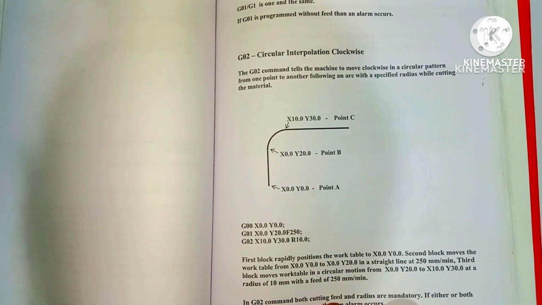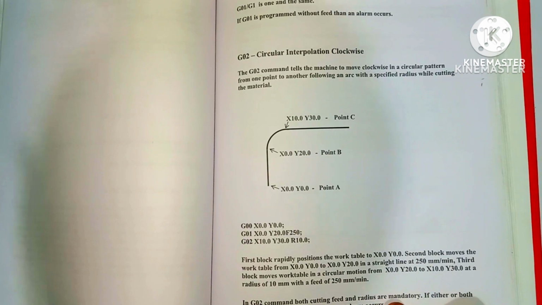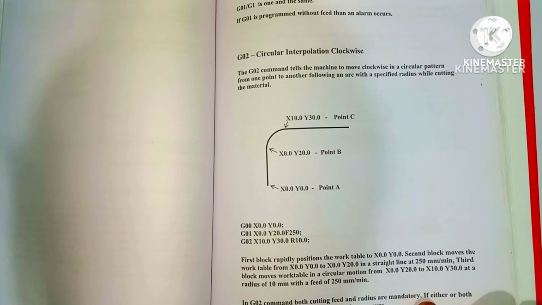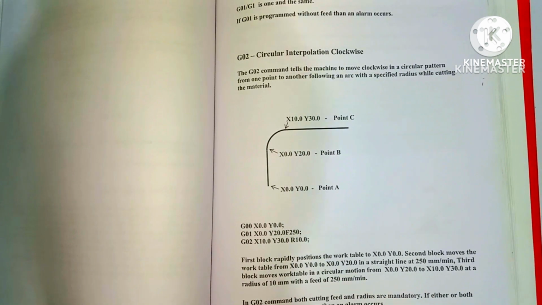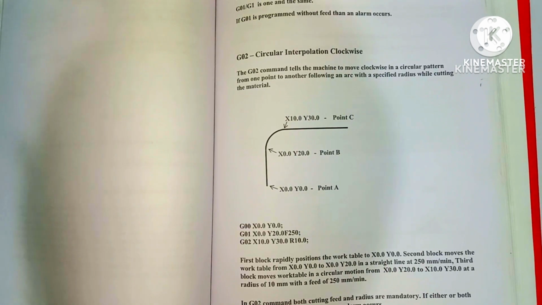The G02 command requires both the cutting feed and the radius to be specified manually. If either or both are missing in the program, then an alarm occurs.